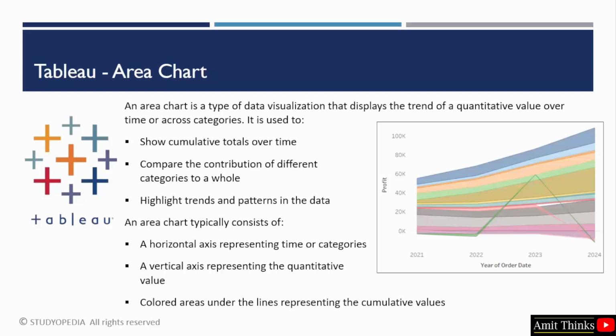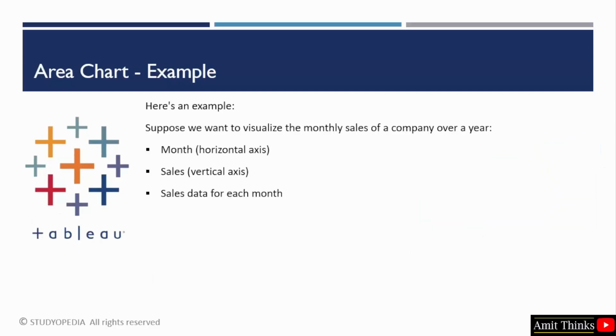So profit is a quantitative value in data analysis. You can see the colored lines. The colored areas represent the cumulative values. So before moving further, let us see another example.